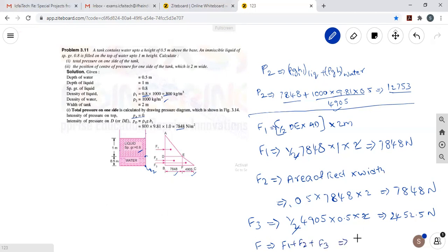Total force acting on the system is 18148.5. Okay, what is my intention to calculate? Total pressure force. And the second question I also have, H star I have to calculate. How can I calculate H star?